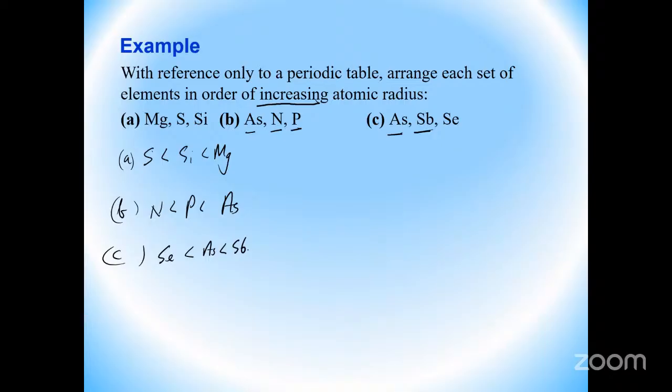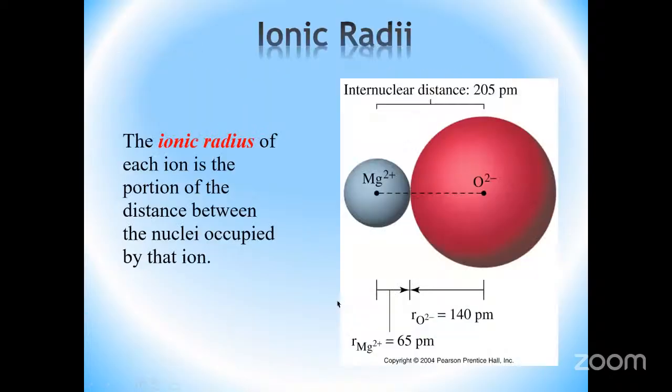All right, so moving along, now we're gonna talk about the size of the ions of these atoms, right? And the first thing we're gonna talk about is defining what we mean by the ionic radii, which is what we use to measure the size. And basically, this is the definition right here. The ionic radius of each ion is the portion of the distance between the nuclei occupied by that ion, right?